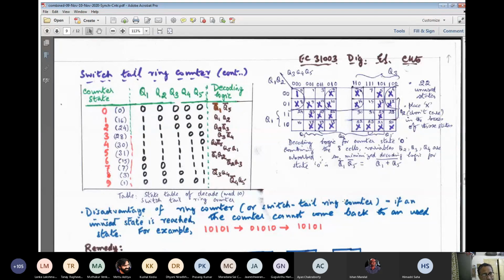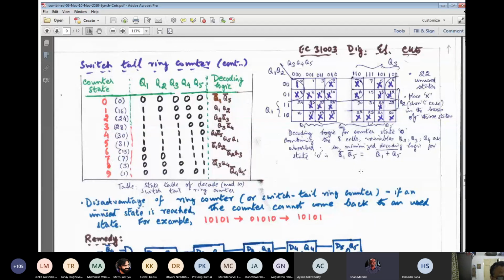So there is a good chance that if an unused state is reached somehow, the counter cannot come back to a used state. For example, suppose it reaches 1010 in this particular counter. It will be restricted to these 2 states only. If it falls into this unused state, it will be cycling around only 2 unused states, a modulo 2 cycle. So you get it. Is it clear? So how to remedy that?